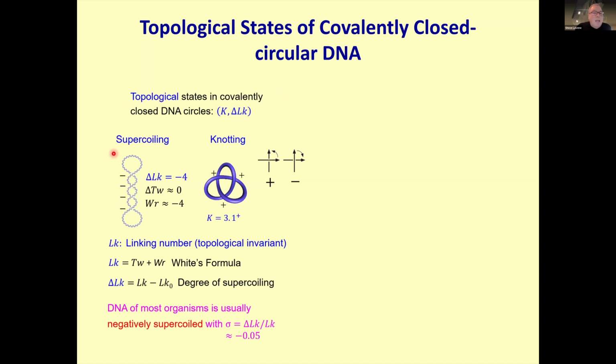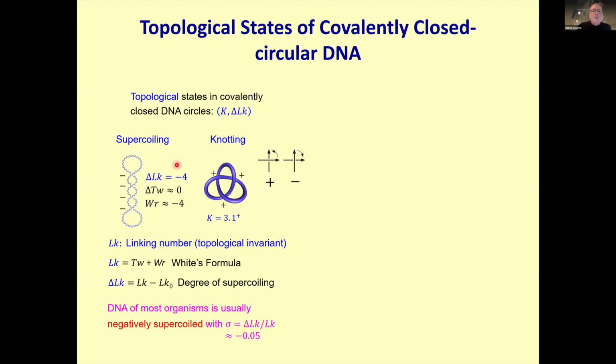So supercoiling is a structure of DNA that's observed when DNA is either overwound or underwound. And topologically, it's related to a quantity that I think everyone knows, the linking number, which is related to 2 geometric properties, the twist and the writhe of double helical DNA.